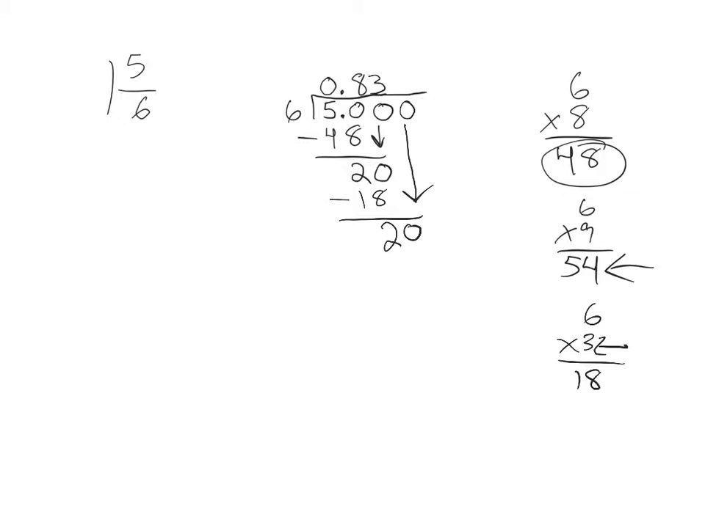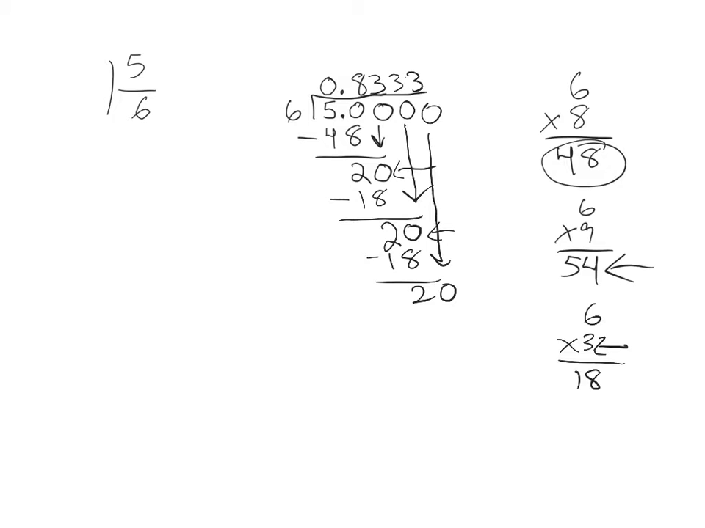So wait a minute, we got 20 here. We got 20 here. I think a pattern is going to begin to happen. So 6 we already know goes into 20 3 times. 3 times 6 we know is 18. We subtract, we get 2. We bring down the next 0. And we get 20 again. So you could see this pattern is going to go forever.